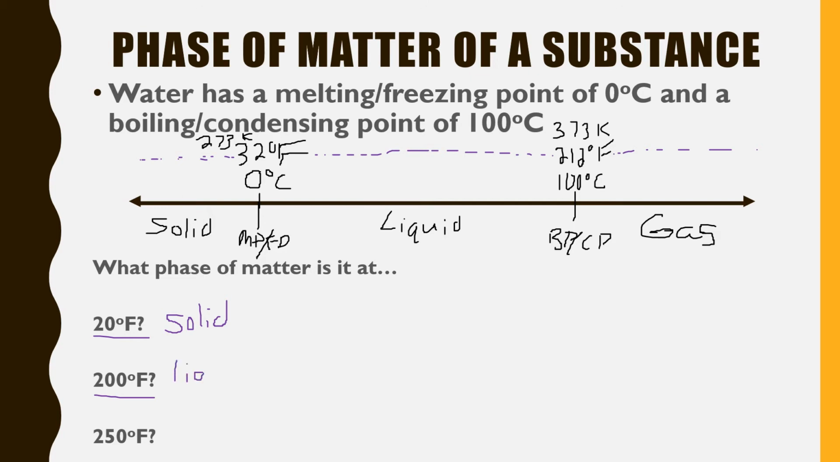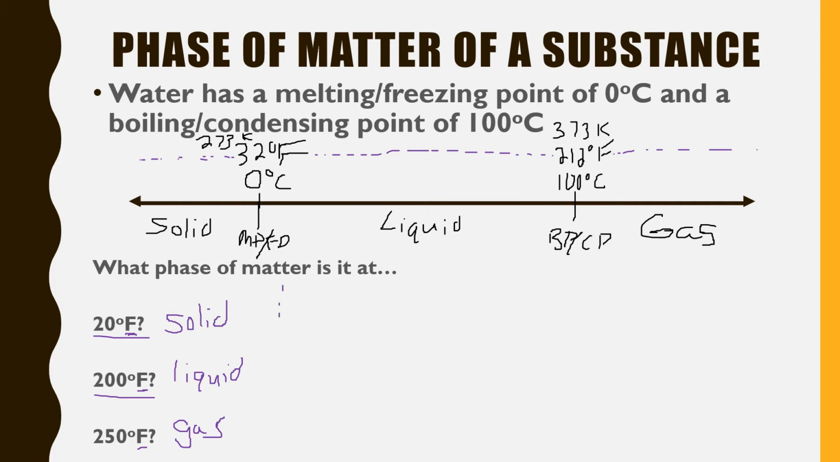So you look for the right unit. We're talking Fahrenheit, so you look at the Fahrenheit numbers, and you look to see where this number falls relative to the numbers that you already put on the line. So at 250 degrees Fahrenheit, 250, well, that's more than 212. That puts it in the gas region. And again, bigger temperatures are more likely to be gases. Smaller temperatures are more likely to be solids.